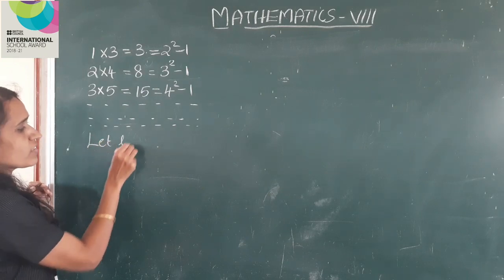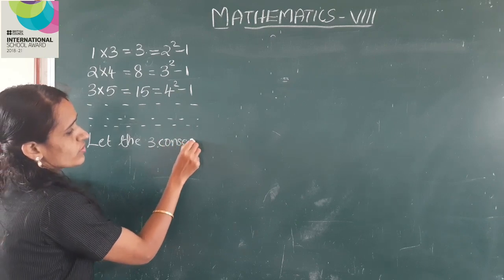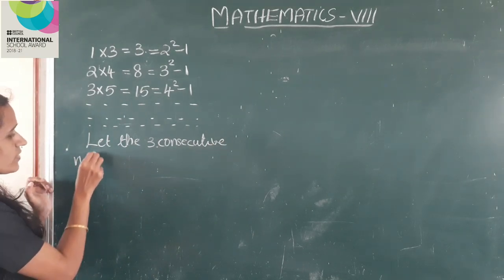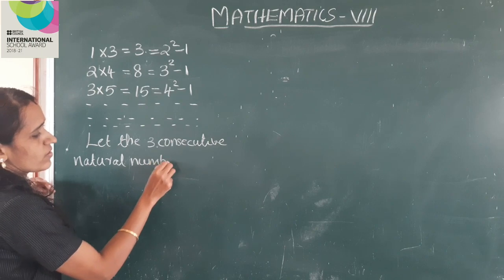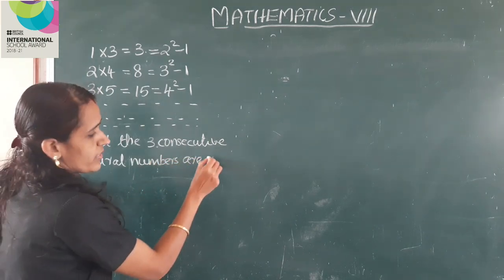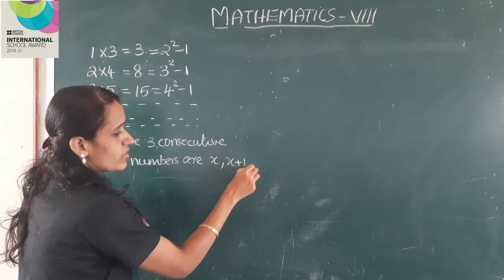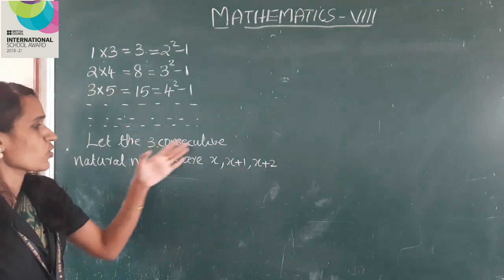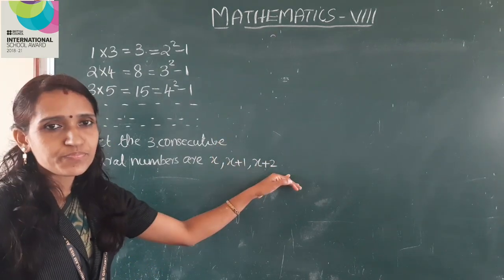Let the three consecutive natural numbers be x, x plus 1, and x plus 2. The first number is taken as x, the next number is x plus 1, then the next is x plus 2.